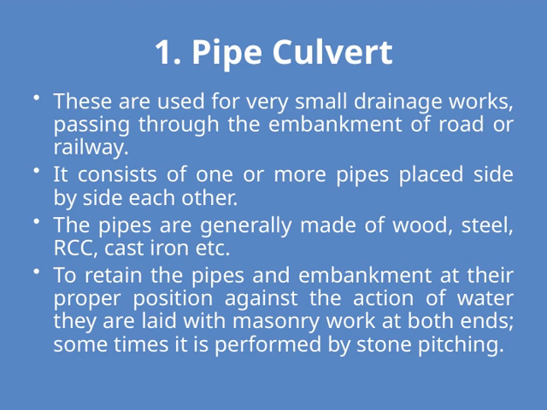An important aspect of installing these pipe culverts is ensuring they stay in the correct position against the force of water. To achieve this, the pipes are often secured with masonry work at both ends, which helps retain their position and provides stability. Sometimes, instead of masonry, stone pitching is used for this purpose. Overall, pipe culverts are a simple yet effective solution for small-scale drainage, seamlessly integrating with road and railway embankments while providing reliable water passage.